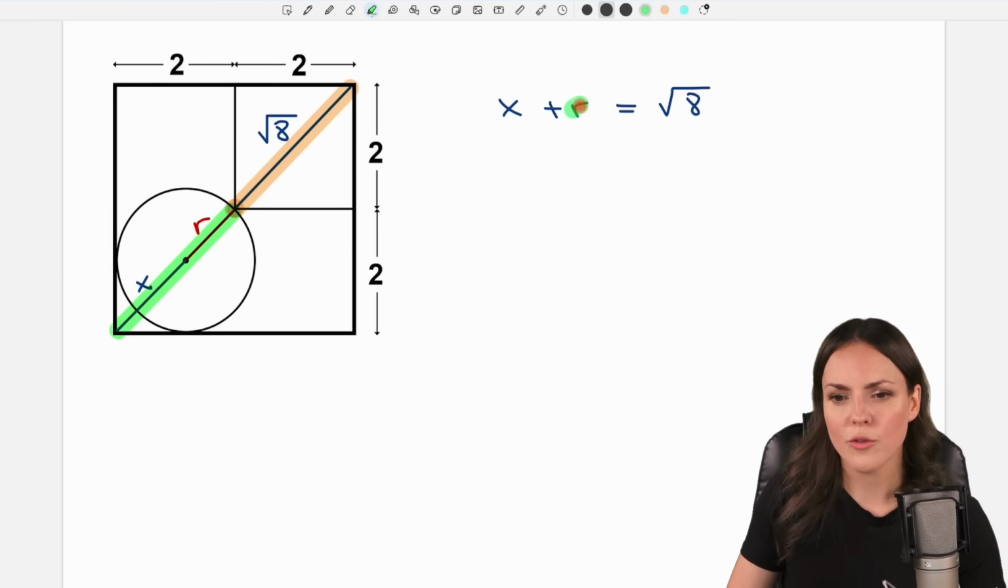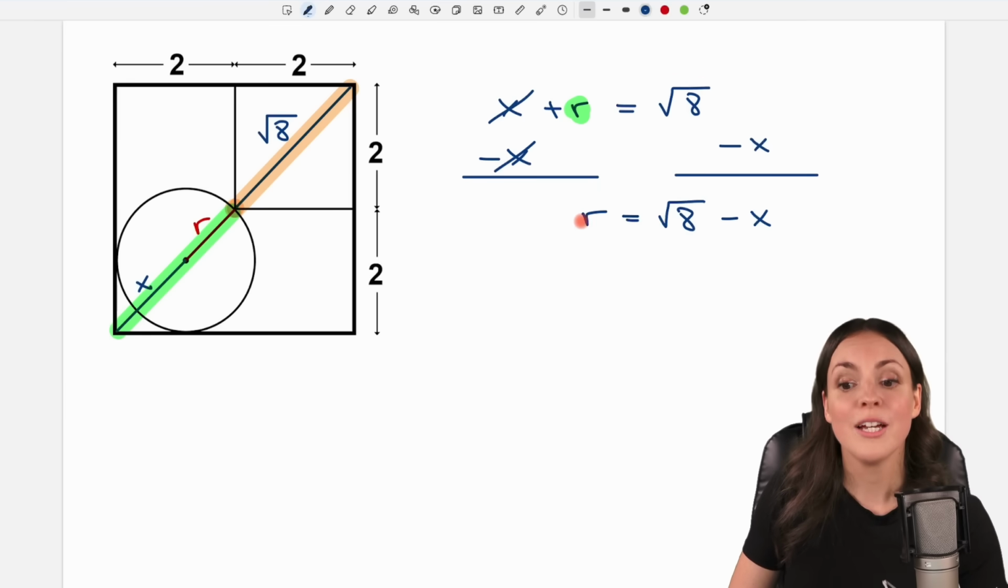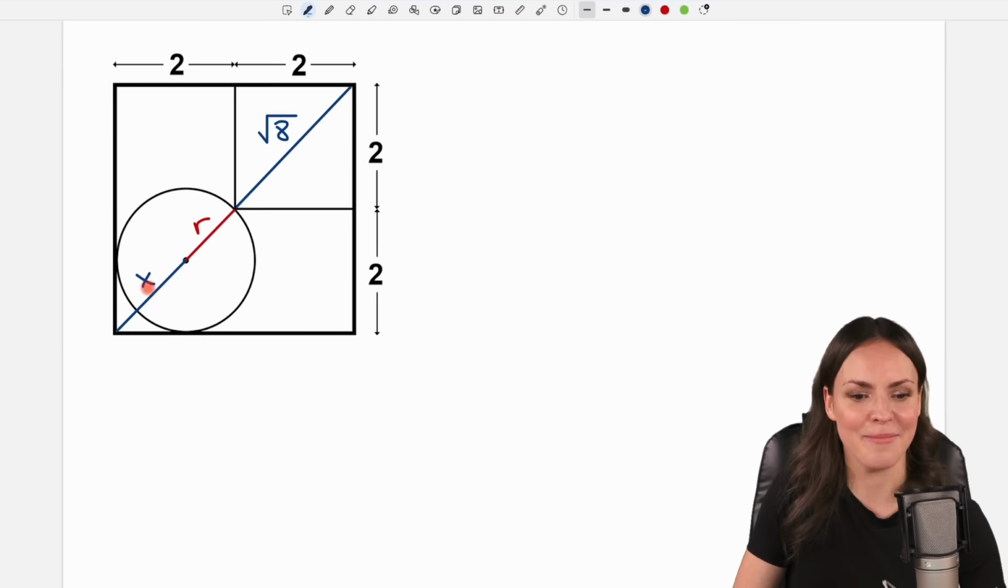Let's solve this equation for r, because in the end we are interested in r, by subtracting x on both sides of the equation, so that x cancels out here and only r is left. And here we have the square root of 8 and we subtract x. So we can find r if we know our x. So let's try and find something about our x here.